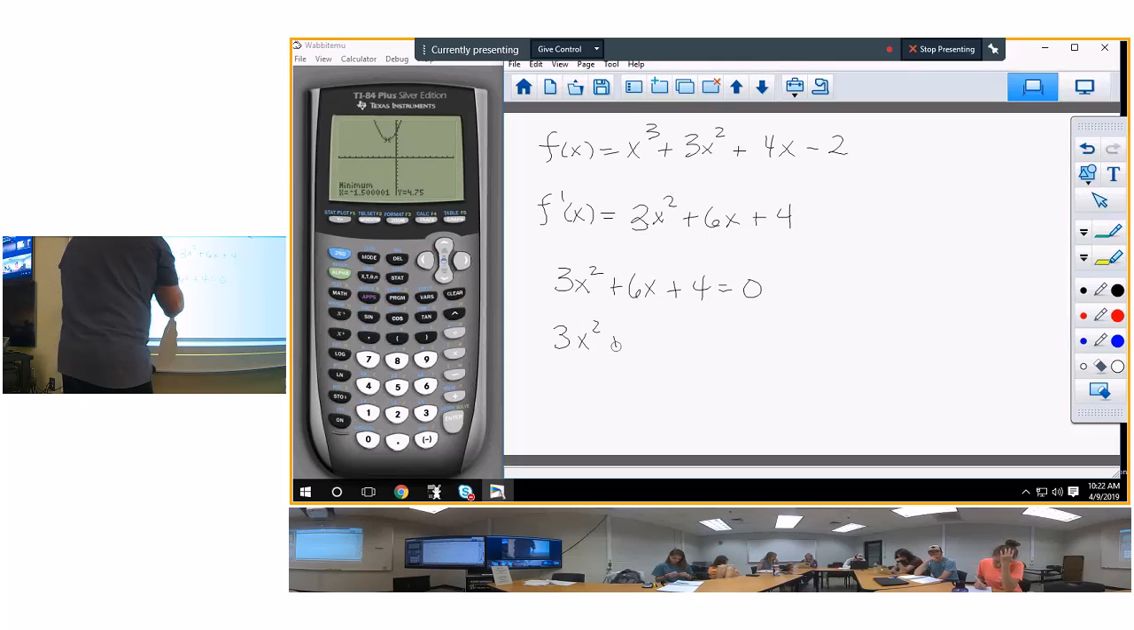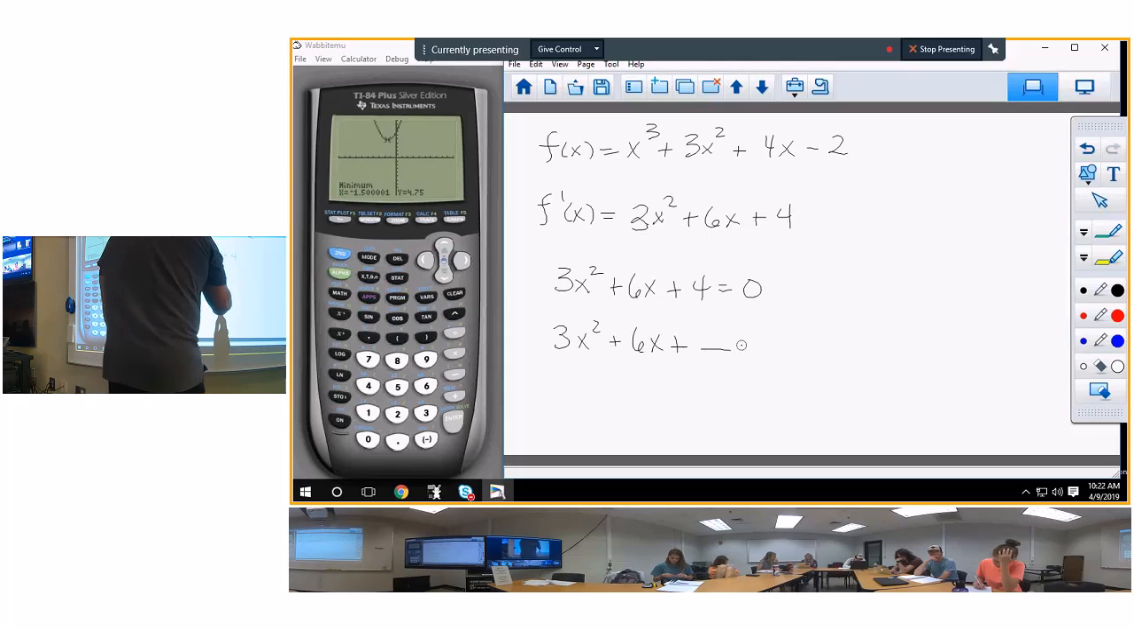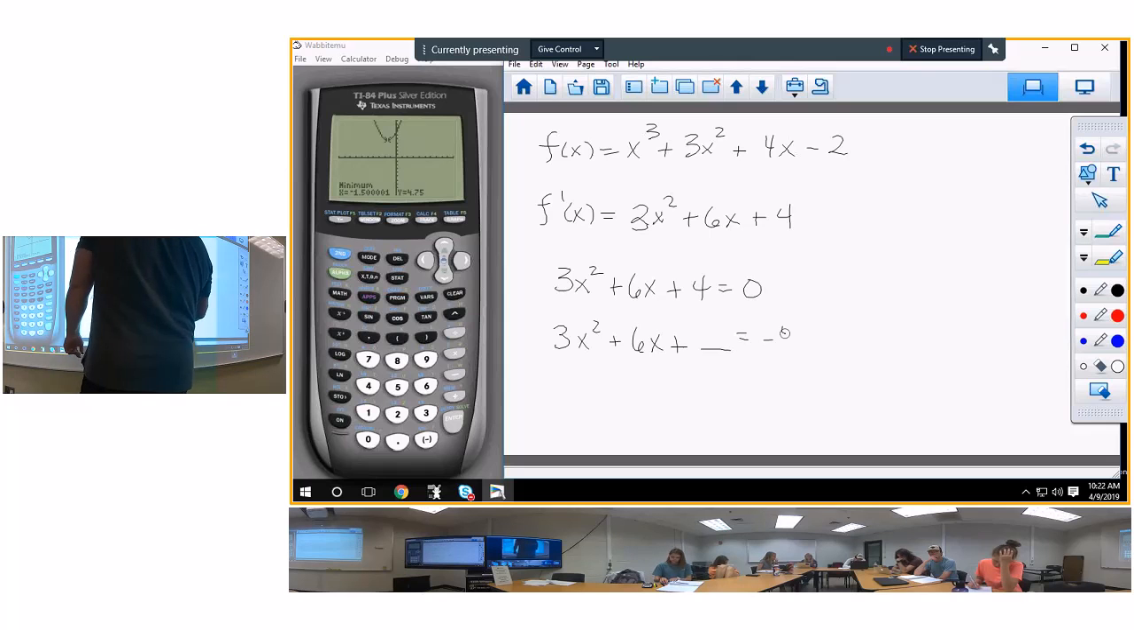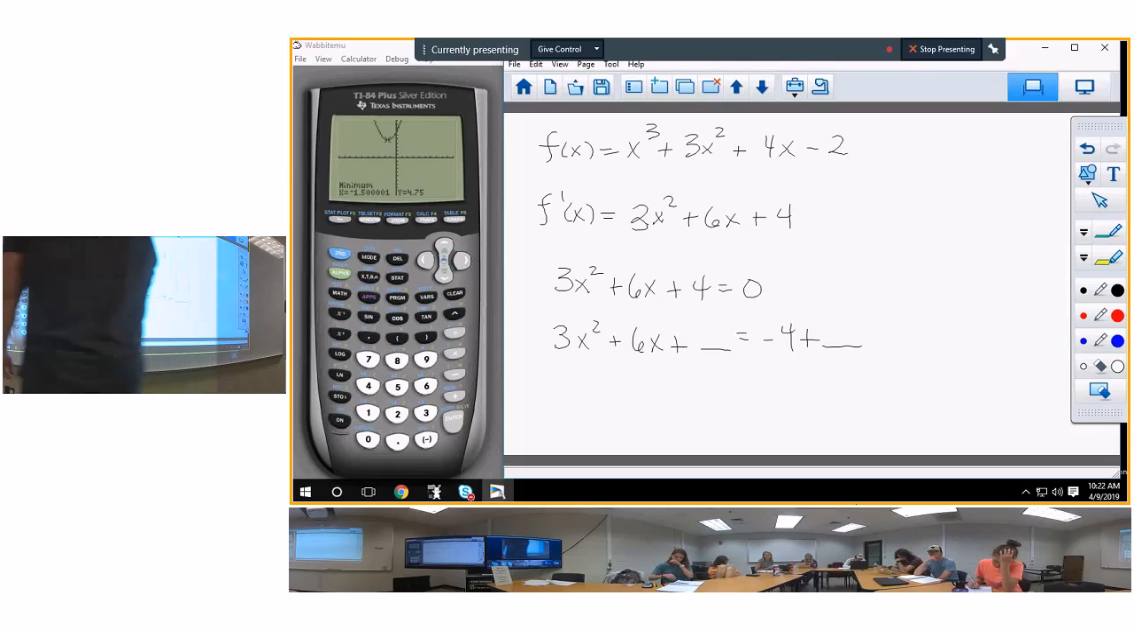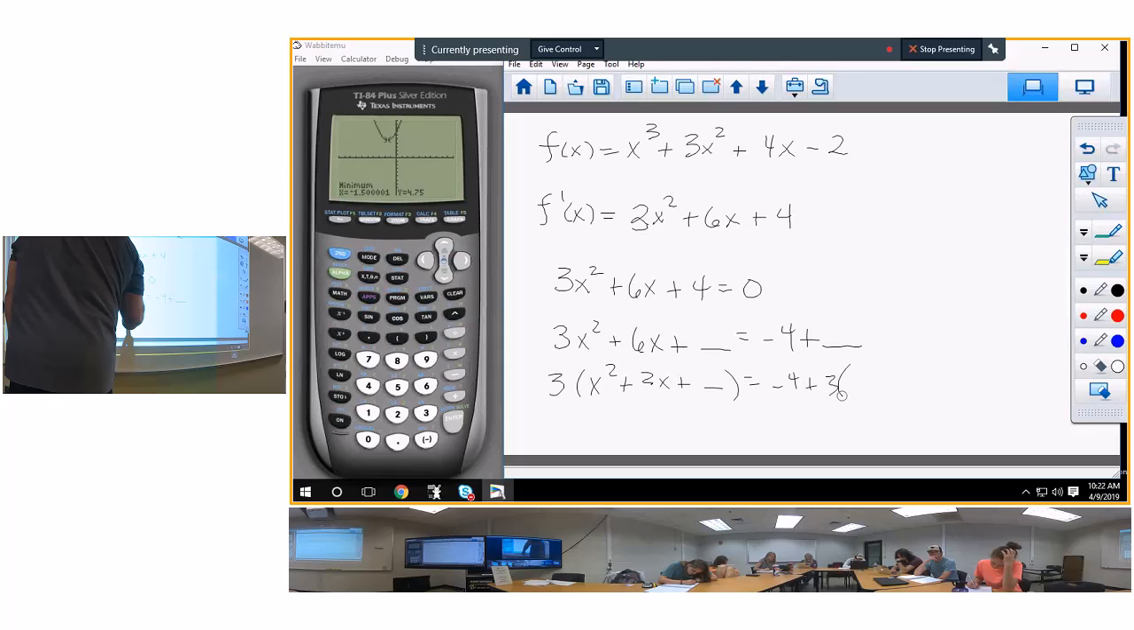3x squared plus 6x plus blank is equal to negative 4 plus blank. Factor out the 3: x squared plus 2x plus blank is equal to negative 4 plus 3 times blank. Half of 2 is what? 1. 1 squared, put that in your calculator, you might need to figure that. 3 times x squared plus... I'm sorry, x plus 1.